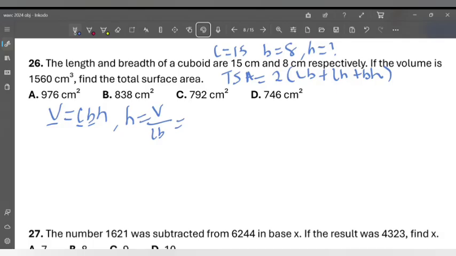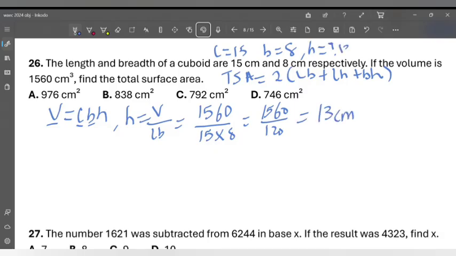So inputting what I have in the question, height will be equal to the volume, which is 1560, all over the length times breadth, all over 15 times 8. Putting this in the calculator, 15 times 8 is equal to 120. So I have 1560 divided by 120, which is equal to 13 centimeters. So I'm able to get my height as 13 centimeters.